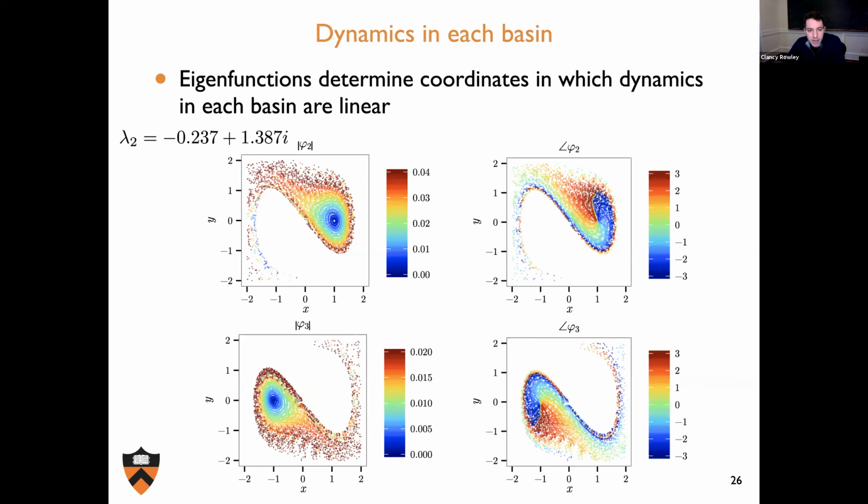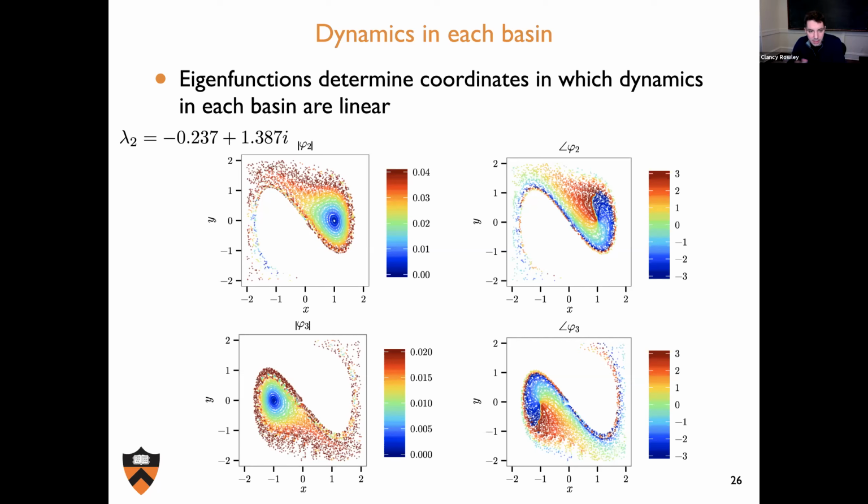Okay, how about the other eigenfunctions? So the first eigenfunction determined the basins of attraction. The next one determines coordinates in each basin in which the dynamics are linear. So on the left, the top left is the magnitude of the second eigenfunction. And this is like a radial coordinate around that rightmost equilibrium at x equals 1. And on the top right, you see an angle coordinate.